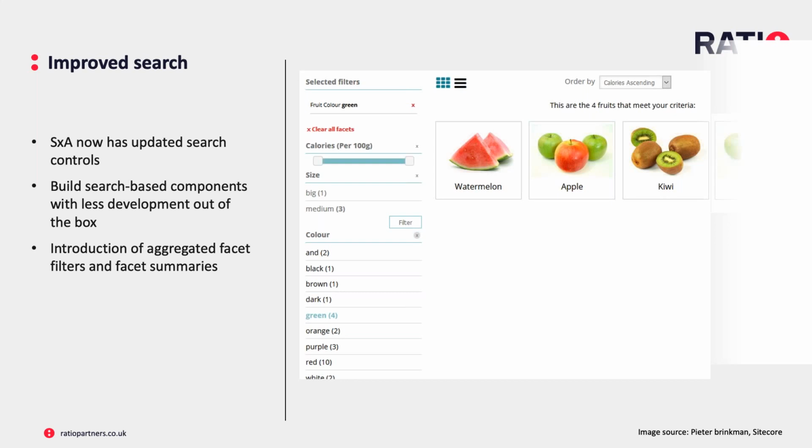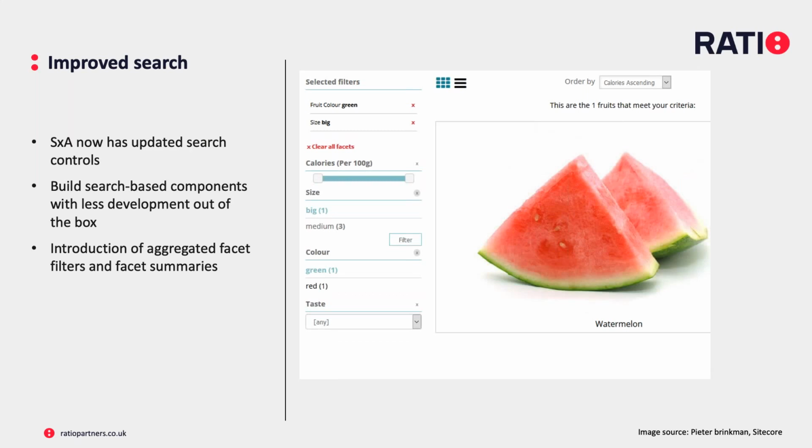And now, for some reason, I fancy big fruit, so I'm going to select that. And for some reason, not surprisingly, watermelon is the biggest fruit. Again, the filters are updated, and also selected are visible, and you're able to clear one or more filters.